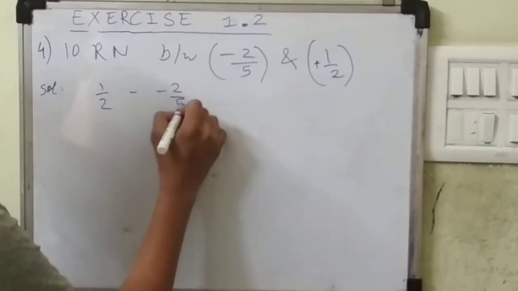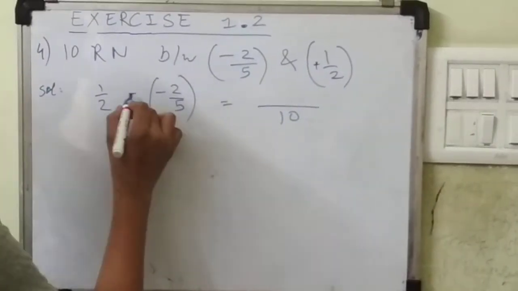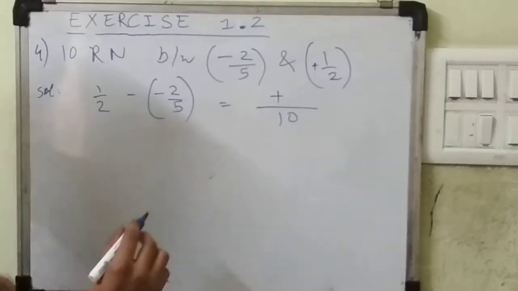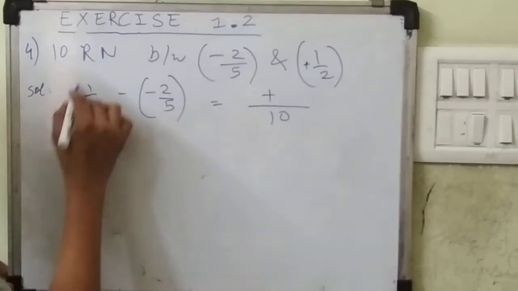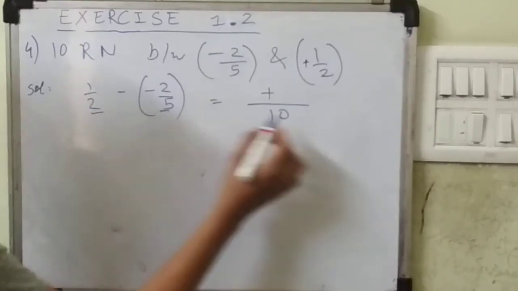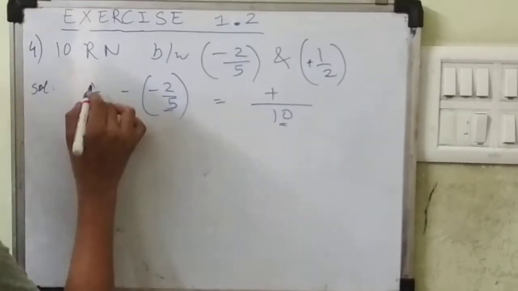Minus. So LCM is 10. And you know that plus. Let's put plus sign. Now you know how to add fractions. Take the LCM of the denominators. Then what is the LCM? In this case it is 10. So what should be multiplied by 2 to get 10? 5.